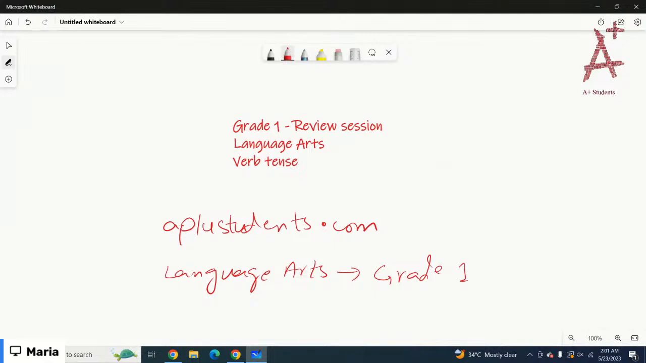We have already done all of the lessons, so this is just a review session. I am just randomly going to explain any topic. If you need help with any specific topic, you can write down the lesson name in the chat box. I will explain it today or in the next session. Let's start with the lesson verb tense.